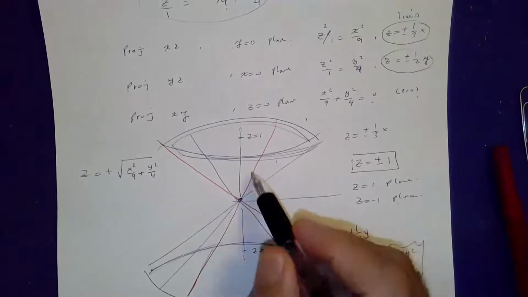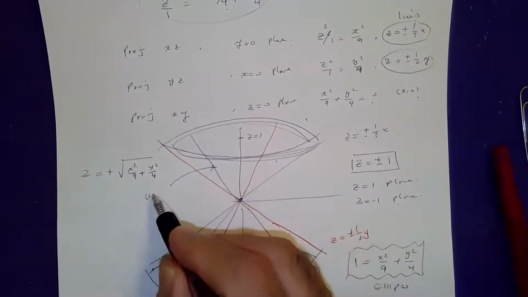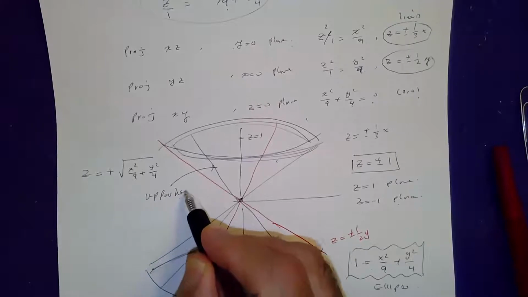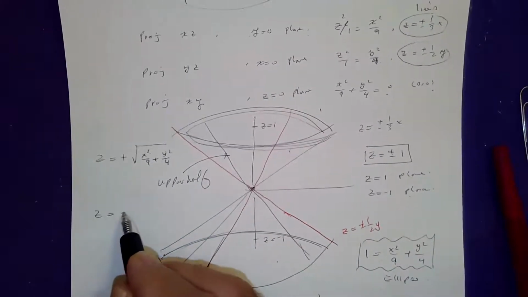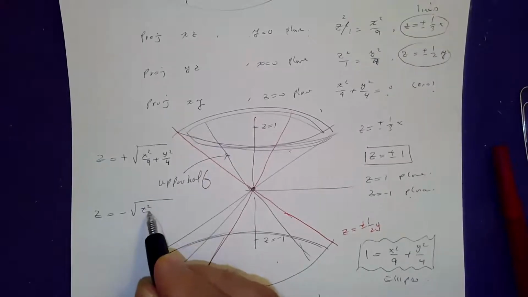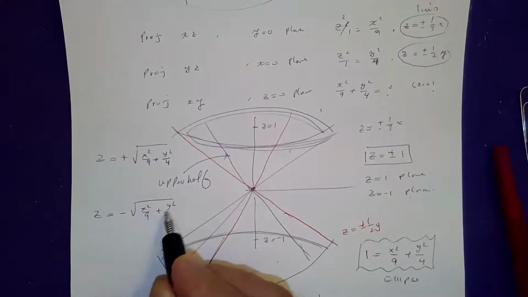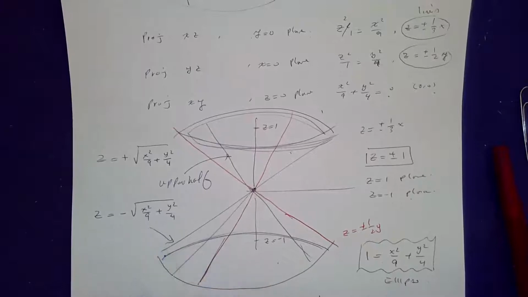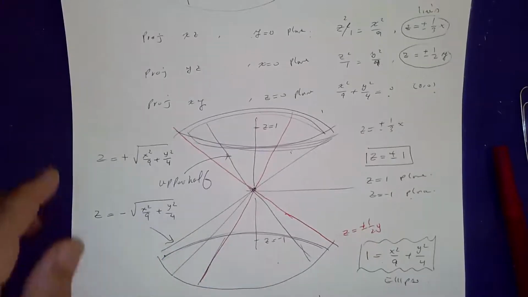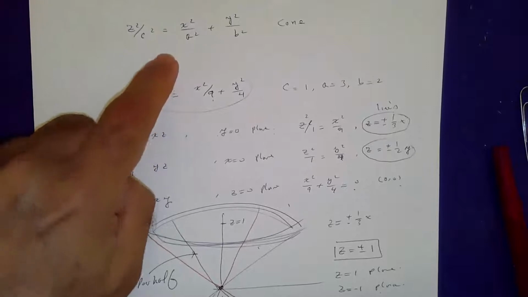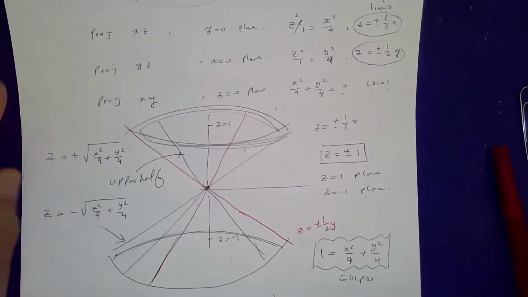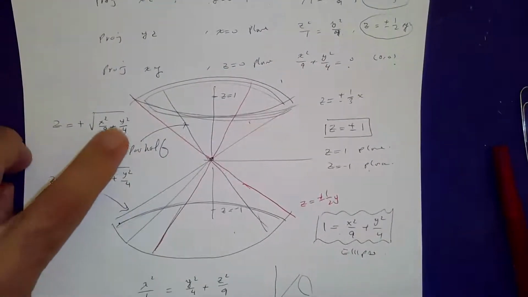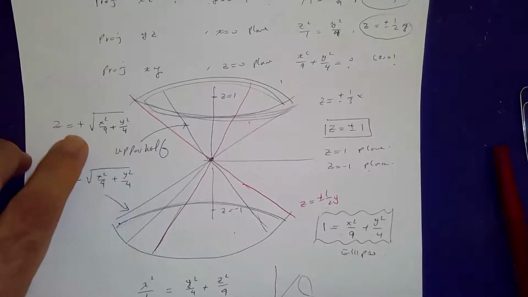Yeah, that would be like this guy. So it would be upper half, so you don't have to graph the lower half. The lower half would be z is equal to minus square root of x squared over 9 plus y squared over 4. That would be this guy. So notice I took the equation, I kind of manipulated it, and I wrote it this way. But technically, the answer should be plus or minus square root of x squared over 9 plus y squared over 4, but I took the plus.